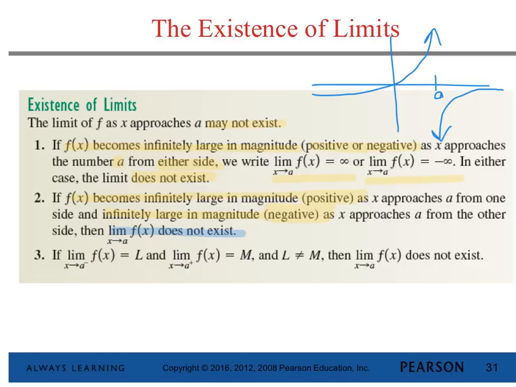And then the last one says that if you have the limit of some function as x approaches a from the negative side equal to one number, and the limit as x approaches a from the positive side equals a different number, if those two numbers are not the same, then the limit as x approaches that number does not exist. And that will come into play a little later on when we talk about limits and continuity.